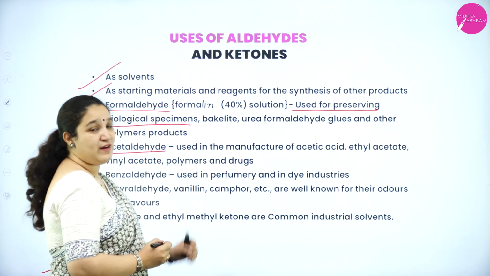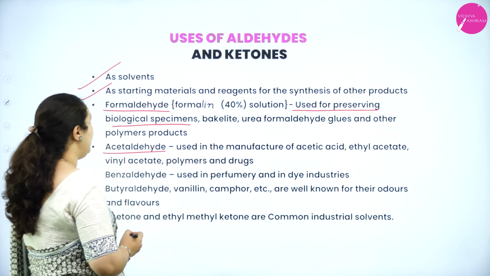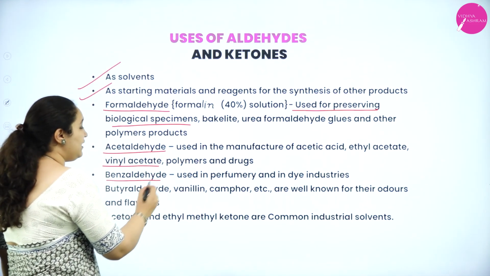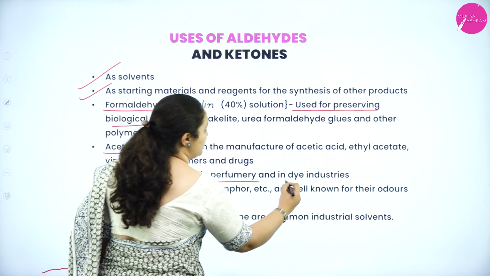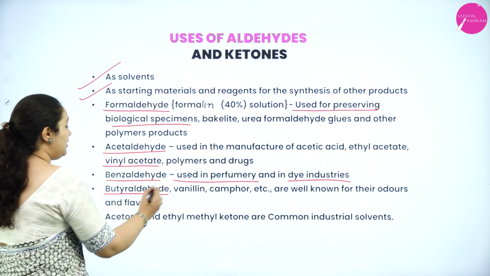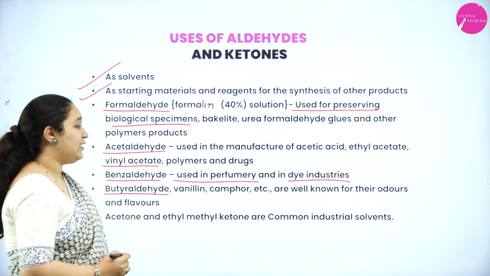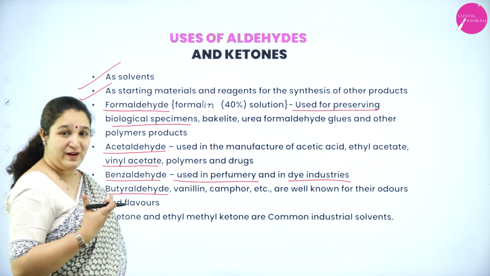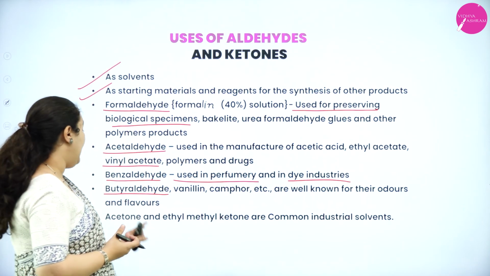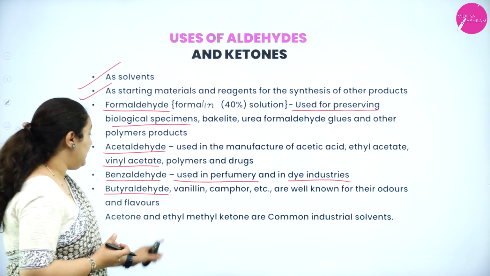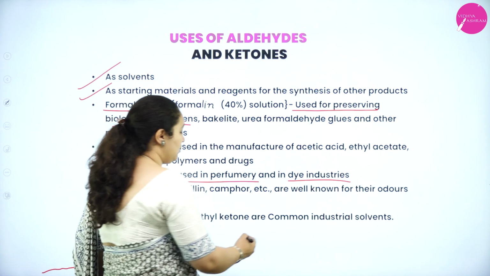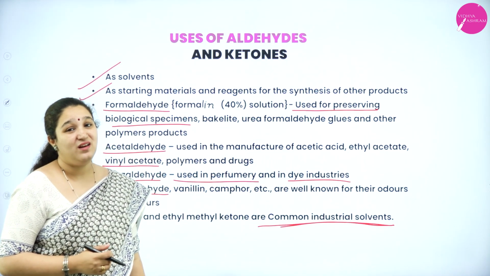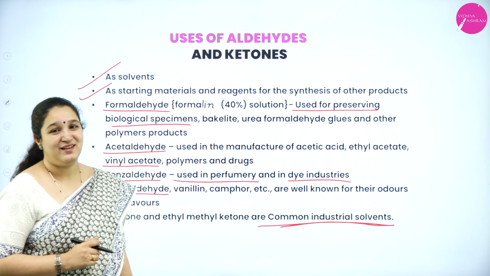Acetaldehyde is used in the manufacture of acetic acid, ethyl acetate, vinyl acetate, polymers and drugs. Benzaldehyde is used in perfumery and dye industries. Butyraldehyde, vanillin, camphor, etc. are very well known compounds which have flavor and fragrance. And also acetone and ethyl methyl ketone are common solvents used in industries. So these are the uses of aldehydes and ketones.